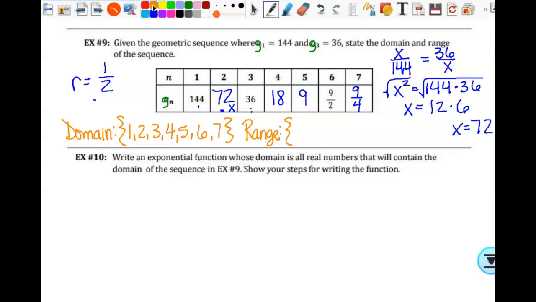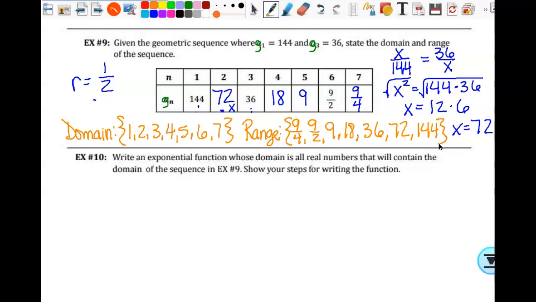Then when we write down our range, we want to go from least to greatest. So this is 9/4, then 9/2, then 9, 18, 36, 72, 144. Okay. What questions do you have? Okay.